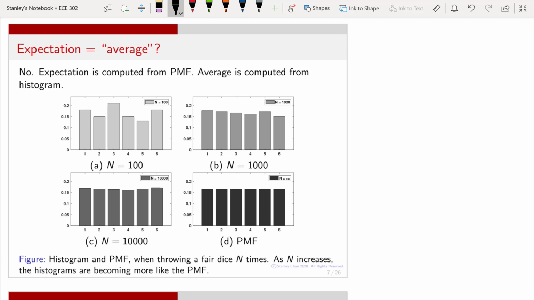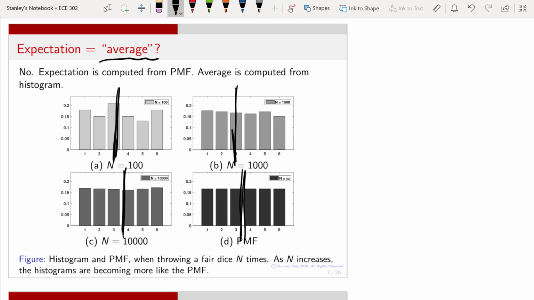This is the empirical histogram you will get when you throw the dice 1,000 times and 10,000 times. If you try to calculate the average from this finite example, you will get an average somewhere here. If you have an experiment like this, you may get an average somewhere here or somewhere here, until the moment that you have infinitely many training samples, then you will get right in the middle of this uniform distribution.